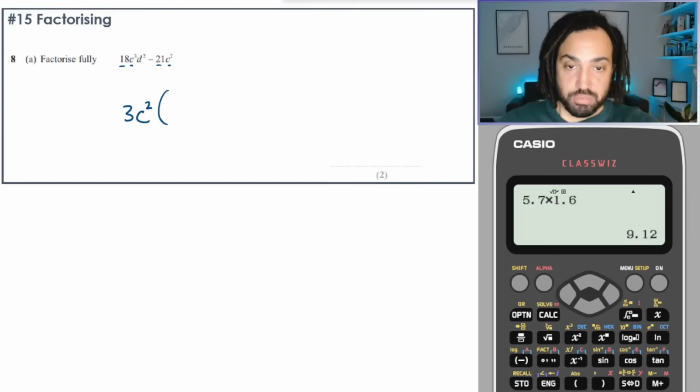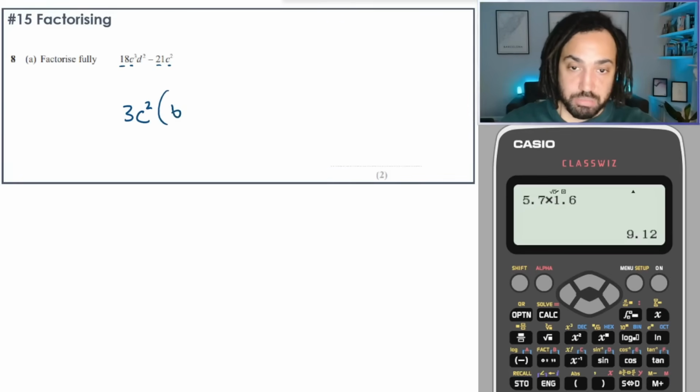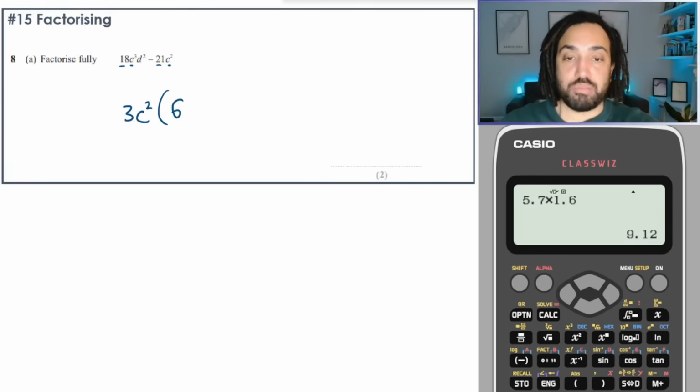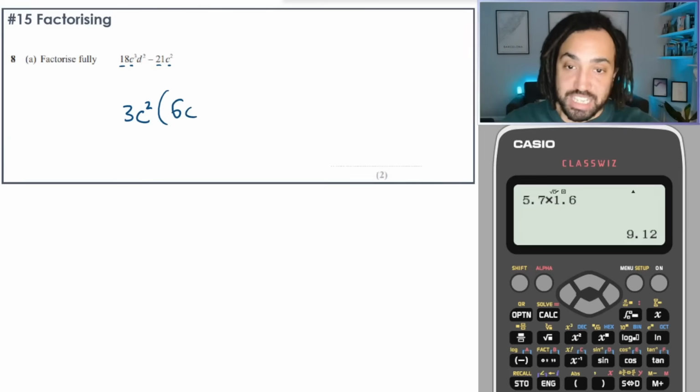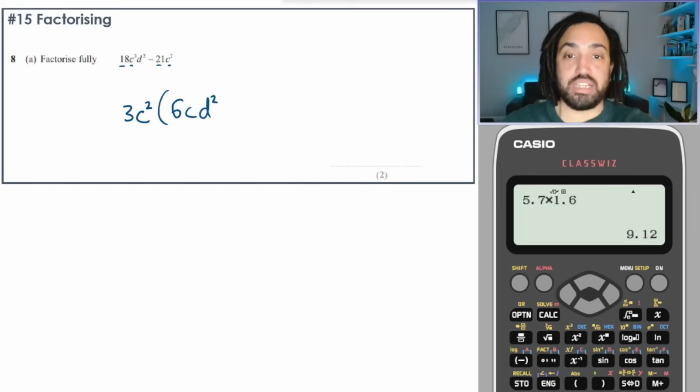Okay, what have I got to times 3 by to get to 18? I've got to times it by 6, and I've got to times c squared by c to get to c cubed, and I need to times by d squared in order to make d squared here. Okay, what have I got to times 3 by to get minus 21? It's got to be minus 7. And there's already a c squared there, so I don't need to multiply by anything else. And that's us done.